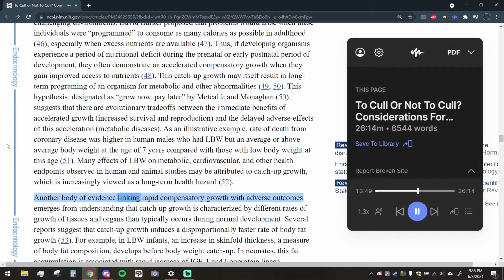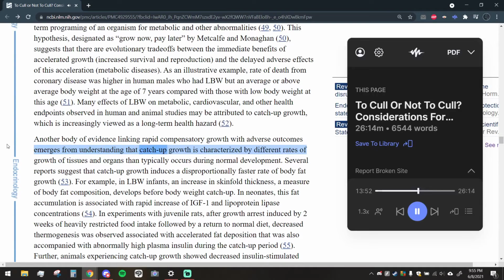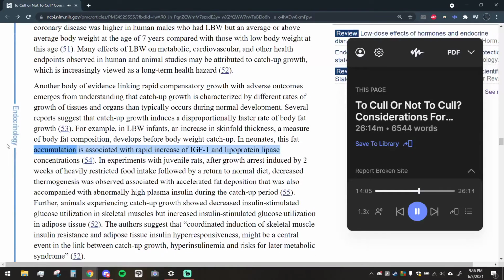Another body of evidence linking rapid compensatory growth with adverse outcomes emerges from understanding that catch-up growth is characterized by different rates of growth of tissues and organs than typically occurs during normal development. Several reports suggest that catch-up growth induces a disproportionately faster rate of body fat growth. For example, in LBW infants, an increase in skin fold thickness, a measure of body fat composition, develops before body weight catch-up. In neonates, this fat accumulation is associated with rapid increase of IGF-1 and lipoprotein lipase concentrations.